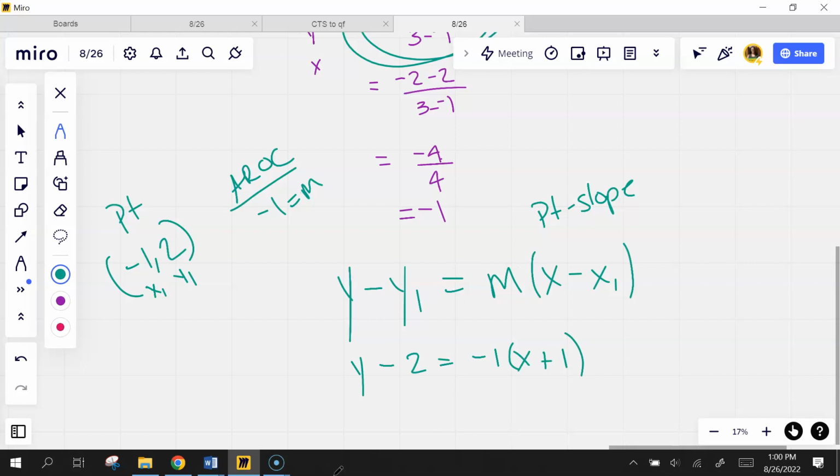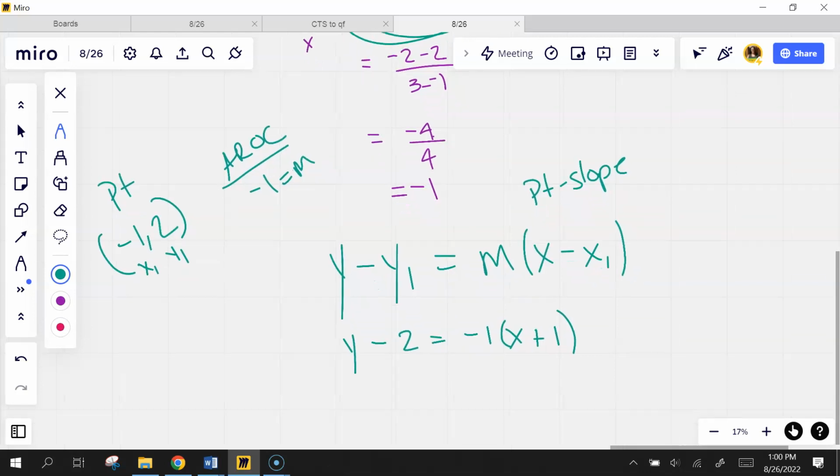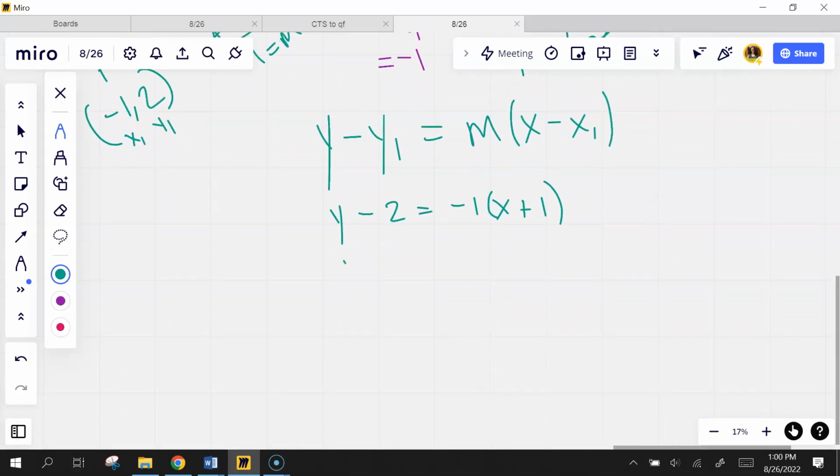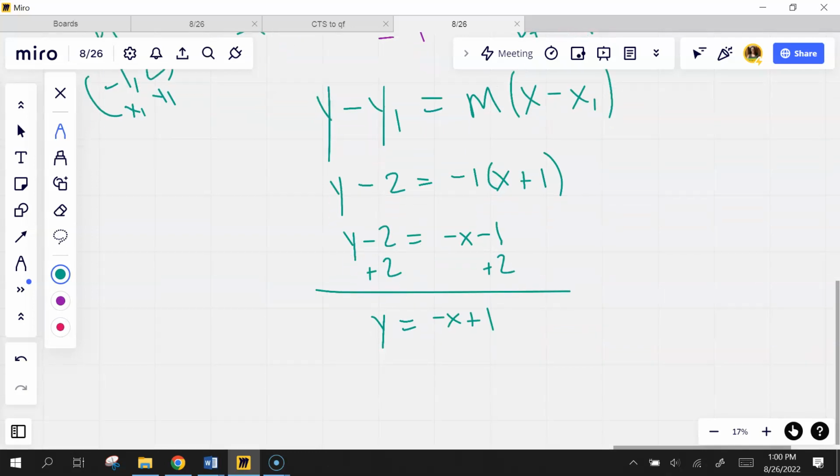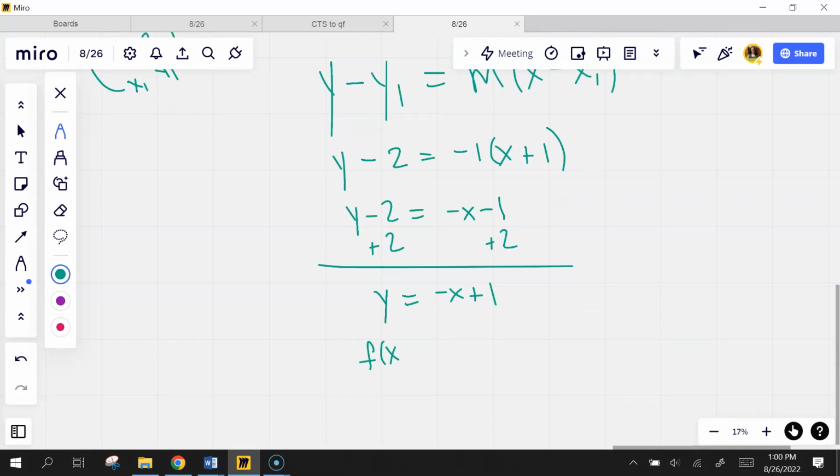Now it asked me to write a linear function as a polynomial. So I've got to make sure it's in standard form of a polynomial. So let's go through. We're going to solve it for y. I'm just going to distribute this negative 1 through. What do I do now? Add 2. So y equals negative x plus 1. And because my original problem gave me points in the form of f of -1 and f of 3, I am going to change this to say that f of x equals negative x plus 1.